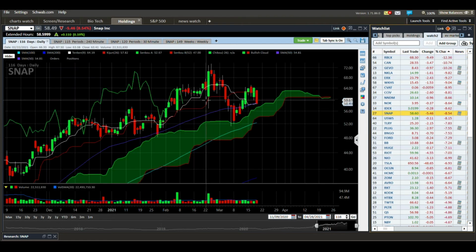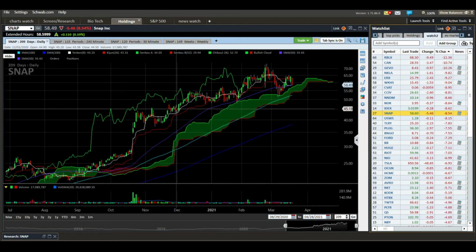Snapchat could be a buy opportunity. We're still above the cloud. So something like this is what I'm interested in buying when I see the rest of the market oversold. Something that's above the cloud and it's been doing pretty well. We have had a TK cross here, and boom, we came right down, tested the cloud, bounced. Now we're going to test it again.